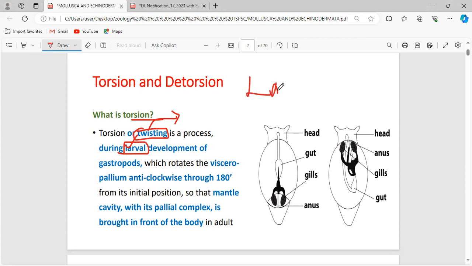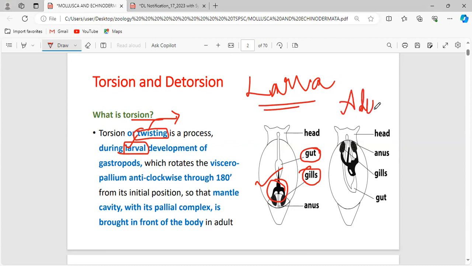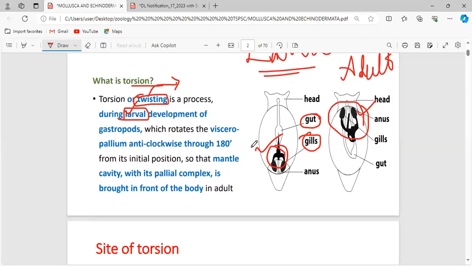During the larval stage, the location of the gut, the position of the gills, and all those visceral organs is in the posterior side. During the adult stage, the positions of those visceral organs have been changed to the anterior region. This twisting is said to be torsion. The visceropallium changes its structure by rotating anti-clockwise through 180 degrees. I explained this statement very clearly in yesterday's class, right?